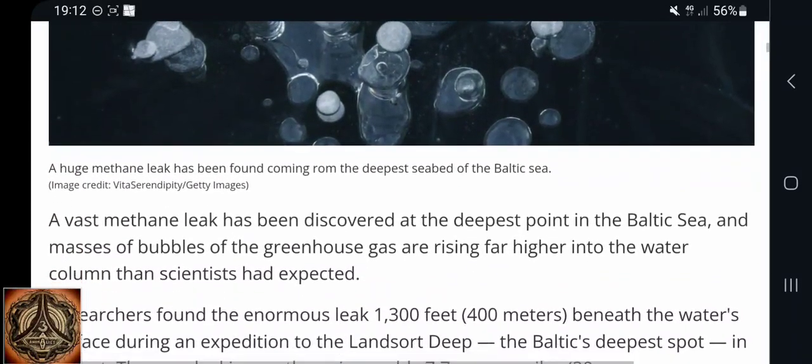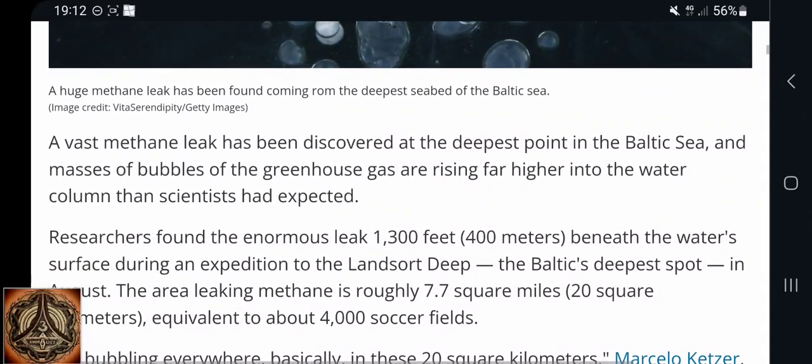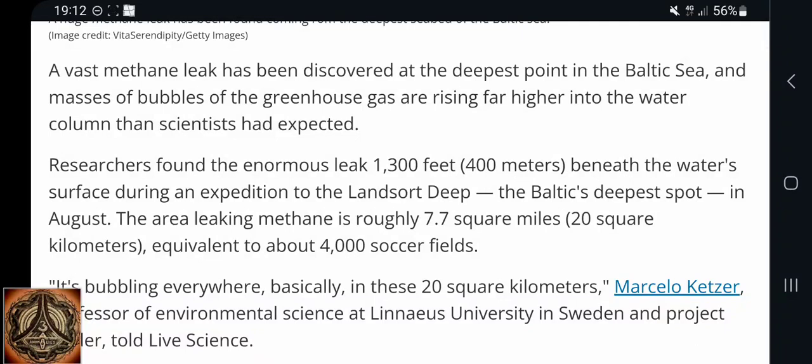I don't know if that's an ocean. It's the Baltic Sea after all. Anyway, a huge methane leak has been found coming from the deepest seabed of the Baltic Sea. So here it's a sea, on the other side it's an ocean.